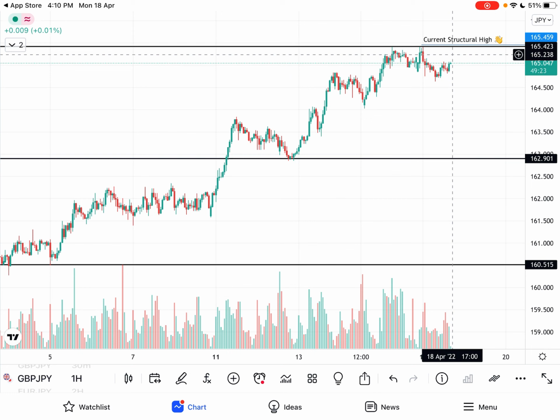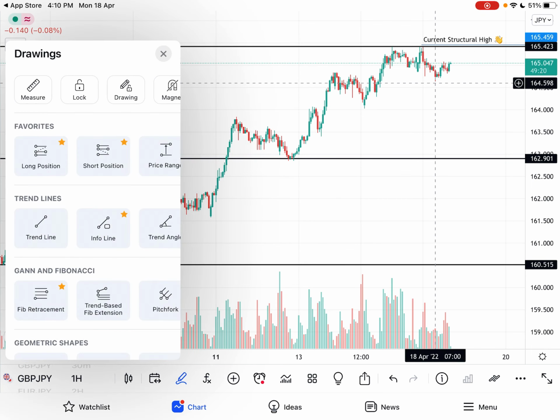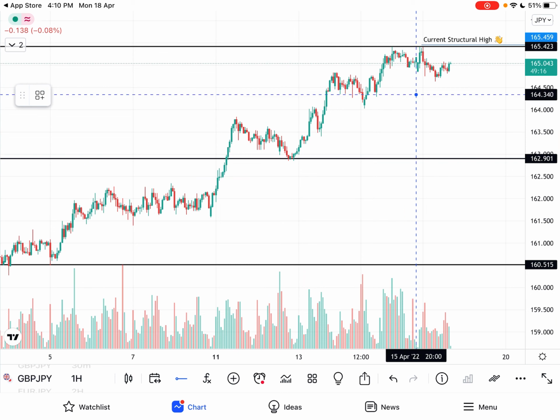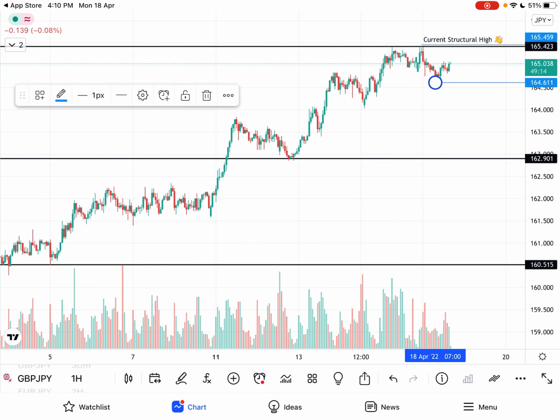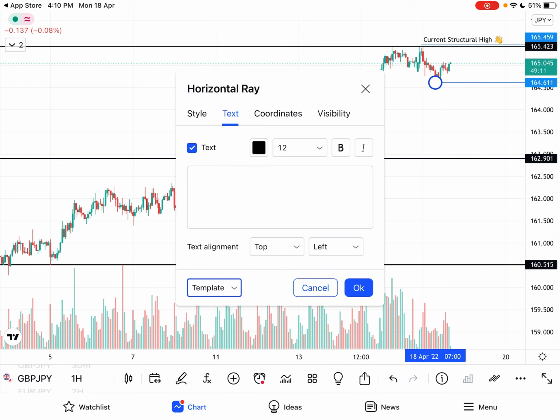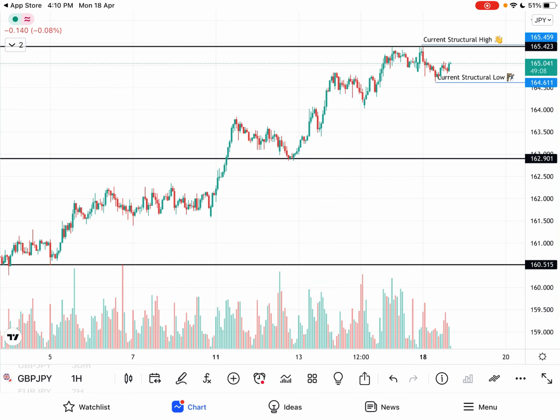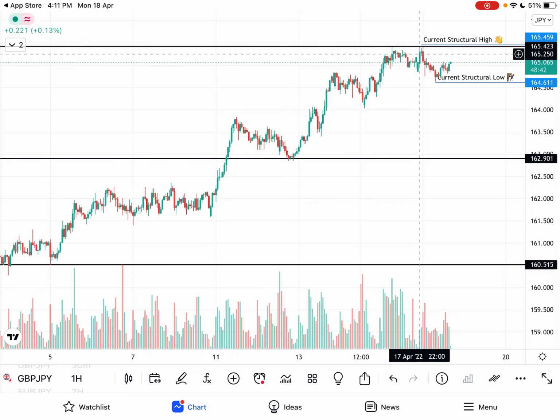Then from this low, the market started moving up. So I'm going to mark that point and name it. So that is my current structural low. Is that okay? And then I'll ask, before this current structural low was formed, was there a break of structure? Is it that there was a previous low that was formed that has been broken that led to this new low? Is that okay?